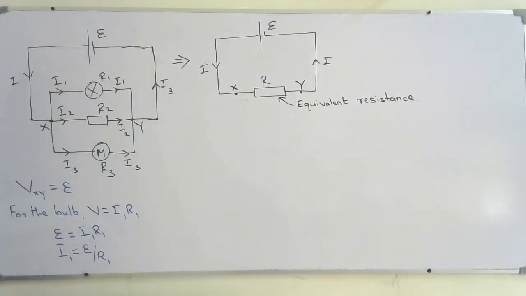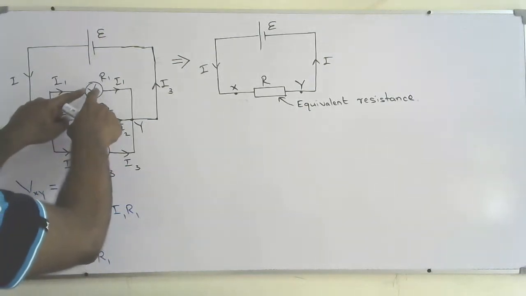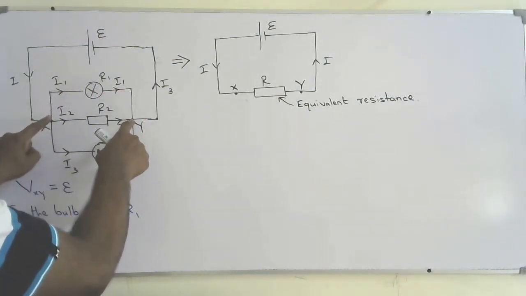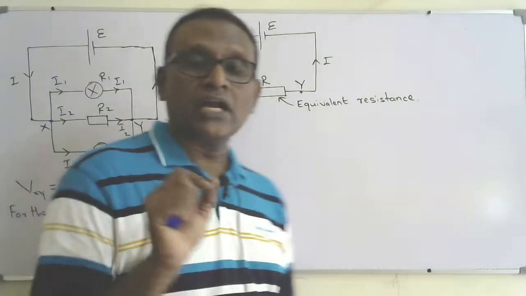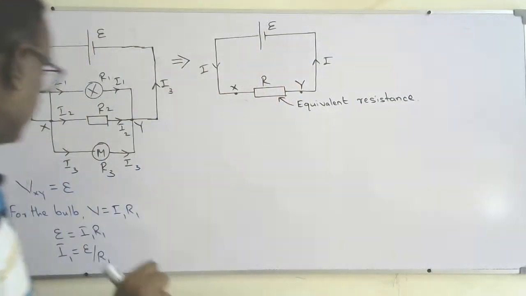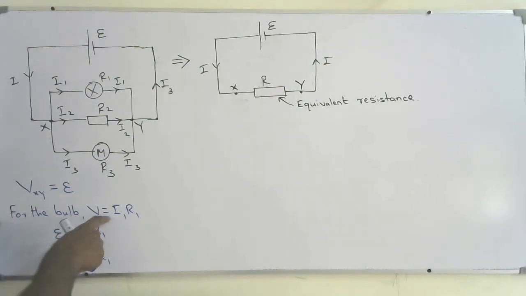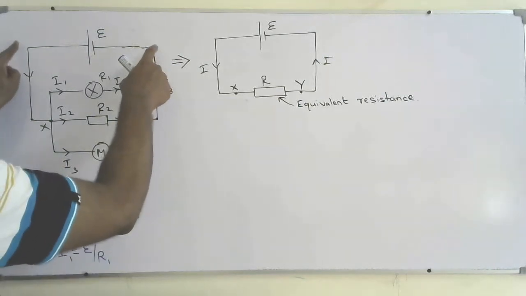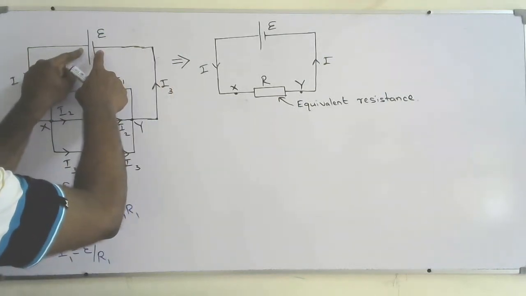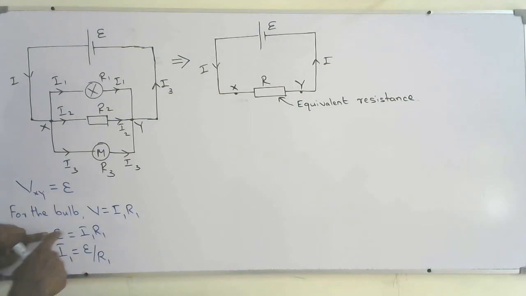I already told that the voltage across the bulb is the same as the voltage across the junction, which is the same as the EMF. So I can use V equal IR for the bulb. The voltage across the bulb is the voltage across the junction, the same as the voltage across the terminals of the power supply, which is EMF. So V will be EMF for the bulb, the current through it is I1, R1 is the resistance of the bulb, so I1 will be EMF over R1.